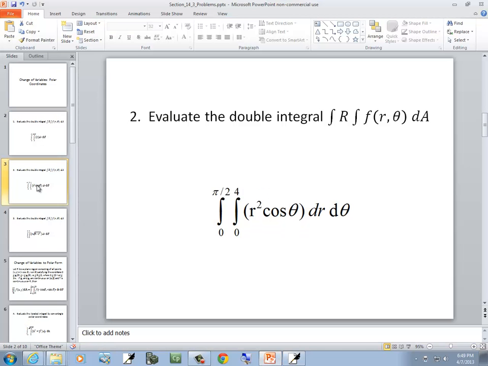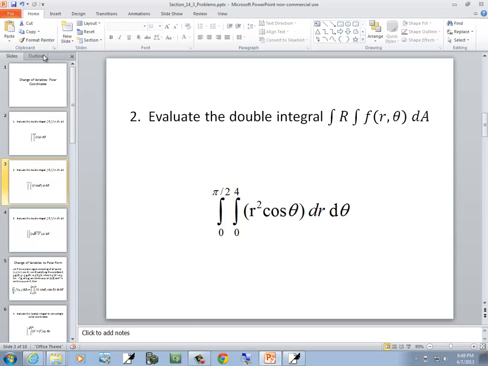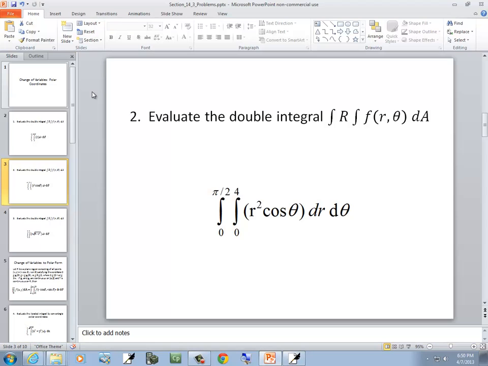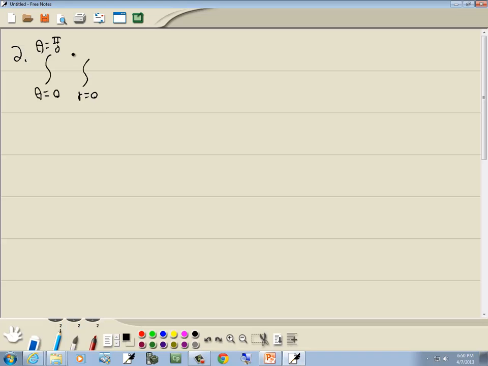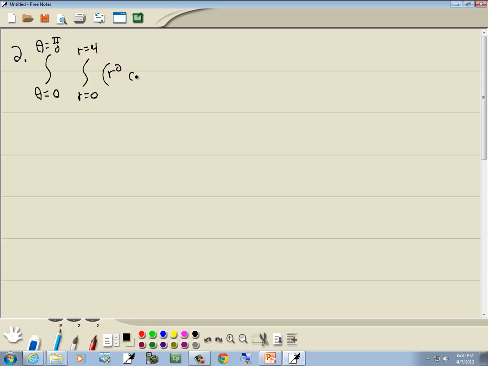Okay, let's look at our second problem here. This is just another evaluate. So we're going to have theta is equal to 0 to theta is equal to pi over 2, and r is equal to 0 to r is equal to 4, of r squared cosine theta dr d theta. So do the inner one here first.